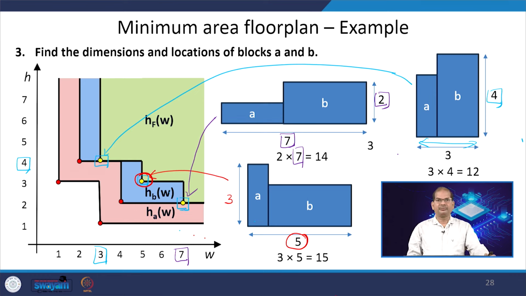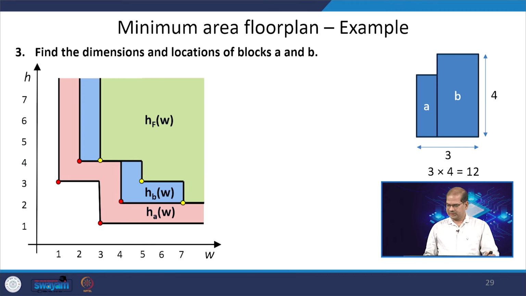So, we have 3 solutions to this horizontal composition, and the area of each of the compositions is different. We should look for the minimum area. Okay. So, 12 is the minimum area. This is the optimal area floor plan. The area of this floor plan is minimum, so we choose this floor plan.